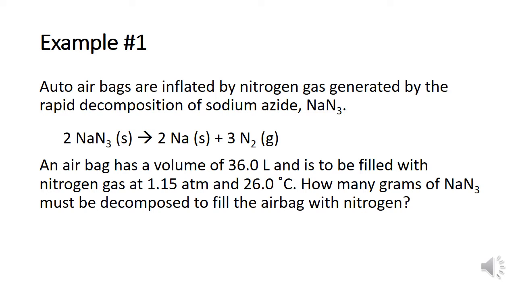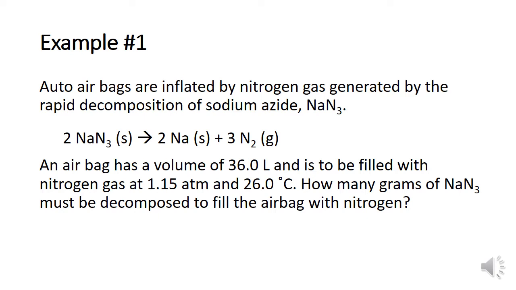An airbag has a volume of 36.0 liters and is filled with nitrogen gas at 1.15 atmospheres and 26 degrees Celsius. How many grams of NaN3 must be decomposed to fill the airbag with nitrogen? So looking at this question, we're given quite a few things. We're given liters, atmospheres, and temperature. And it's good to note that all three of those are giving us the volume of the airbag, and the pressure of the nitrogen and its temperature in the airbag, so once it's inflated. But the question that's asked is how many grams of the NaN3 have to be used to fill up that bag with nitrogen.